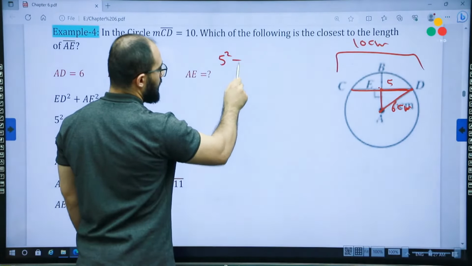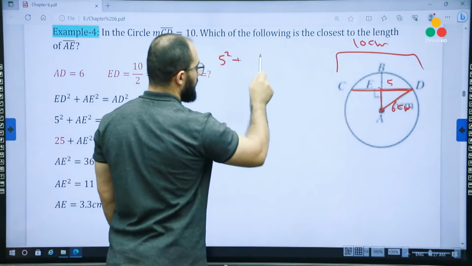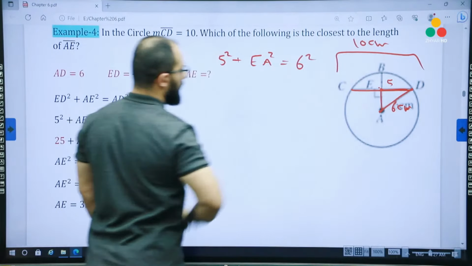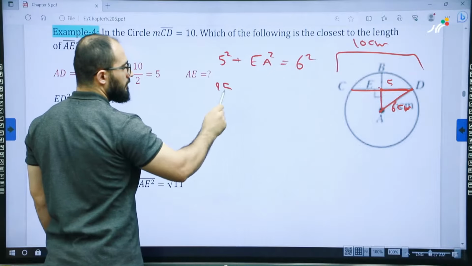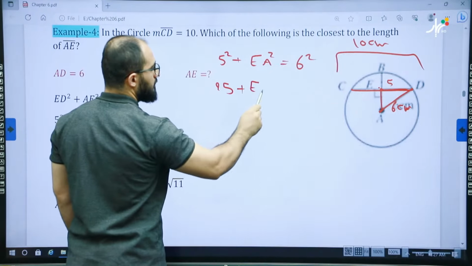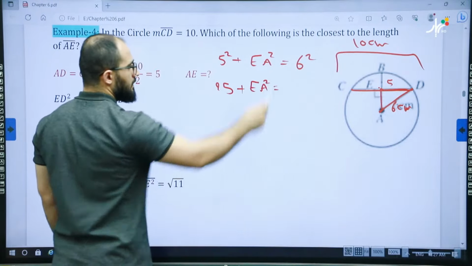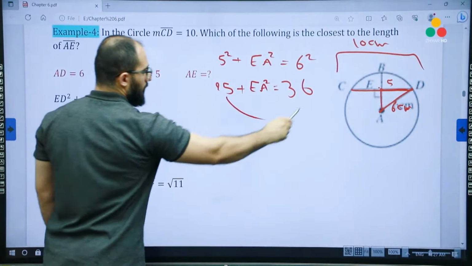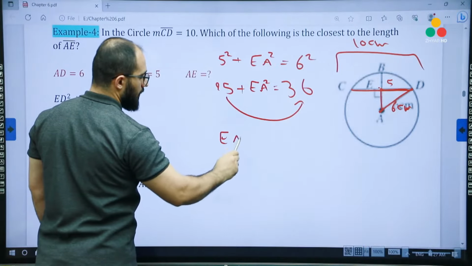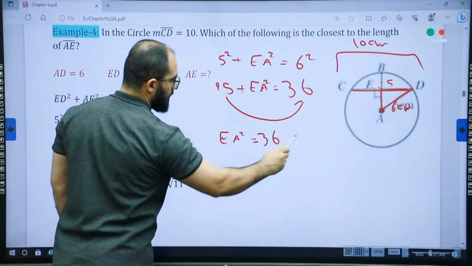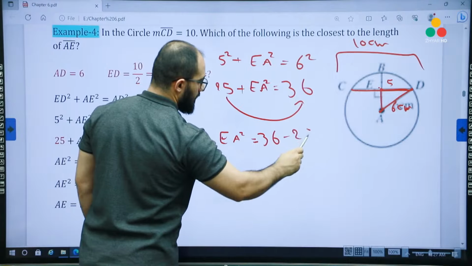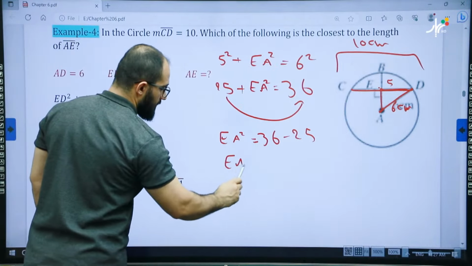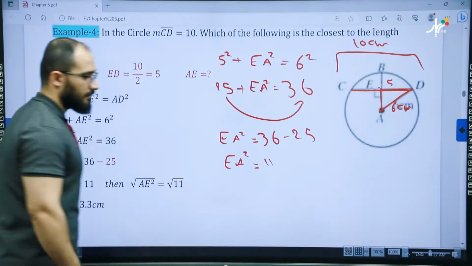5 squared plus, we don't have EA, EA squared is equal to 6 squared. 5 squared is 25 plus EA squared, we want to find it. 6 squared is equal to 36. We want to find EA squared, move it to the other side. EA squared is equal to 36 minus 25. So EA squared is equal to 11.